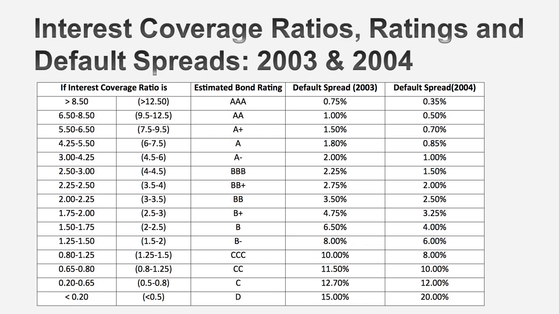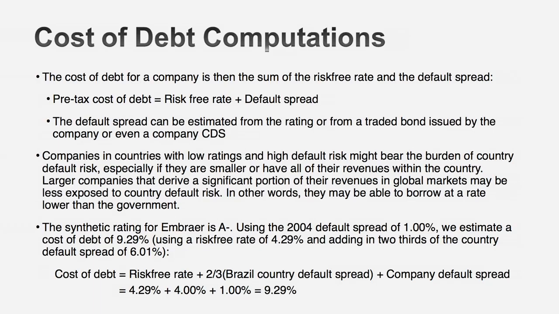I'm almost home. Let's say I wanted to get a cost of debt for Embraer. I have a risk-free rate. Since I'm doing everything in US dollars, that risk-free rate will be a US dollar risk-free rate. I have the default spread for Embraer. Now, normally I would just add those two and say that's the cost of debt for Embraer. But here's the one thing I'd be missing if I did that.